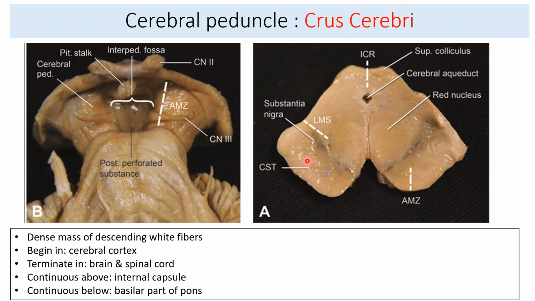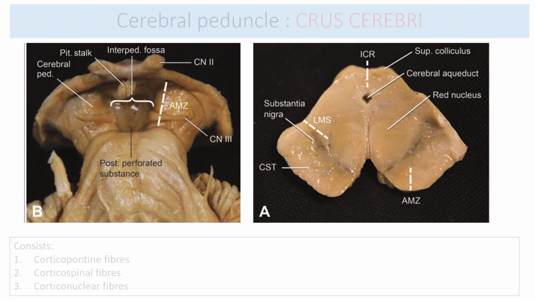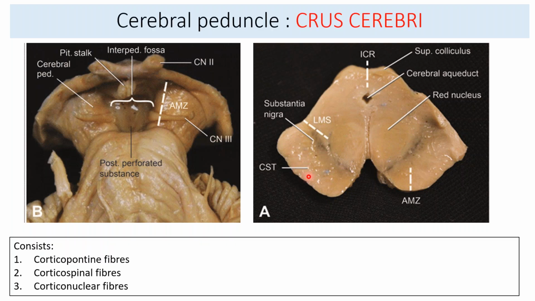One of the tracts that you already know is the corticospinal tract. Remember, we did that it was passing through the middle area of the crus cerebri. This is the crus cerebri, which is the ventralmost area of the cerebral peduncle. So this entire crus is basically white matter fiber. One fiber we already know is the corticospinal and corticonuclear fiber that was running through the medial part of the crus cerebri. So the fibers constituting the crus cerebri are corticopontine fibers, corticospinal fibers, and corticonuclear fibers. These are all present at the level of the crus cerebri.